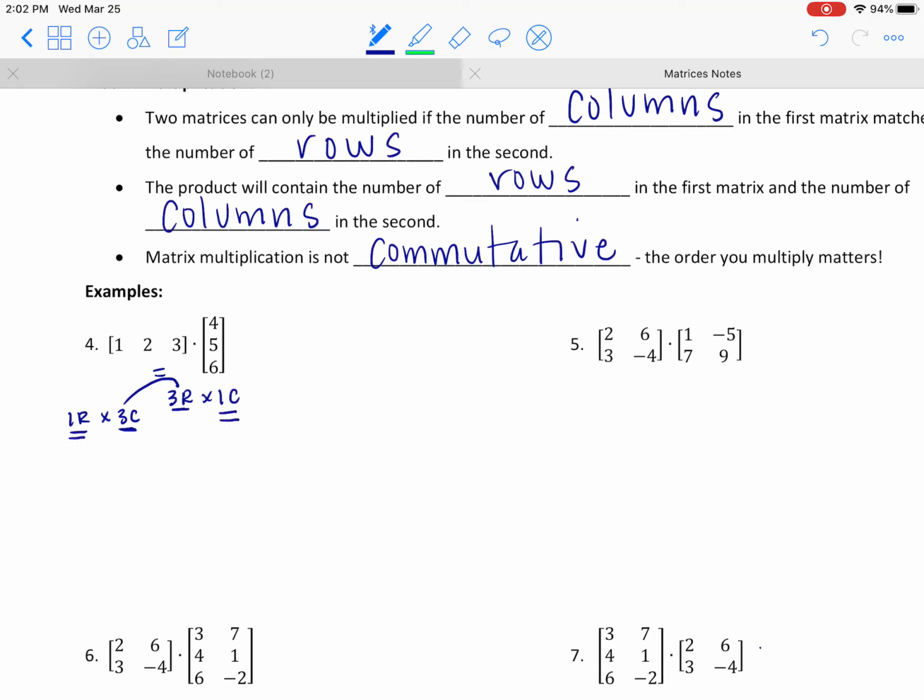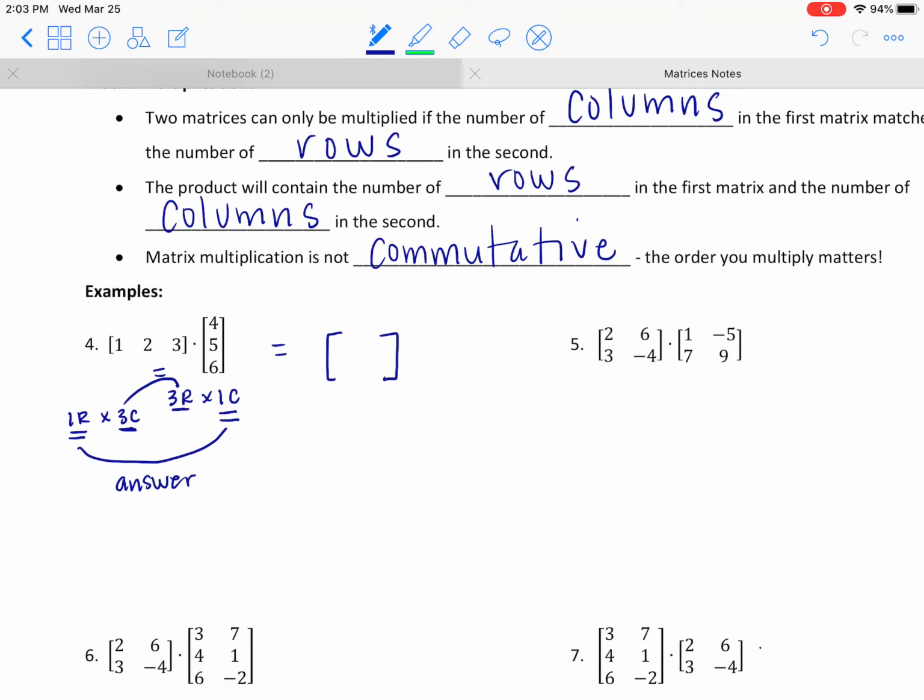The answer is going to contain the number of rows from the first and the number of columns from the second. So this is going to be the size, or the dimensions, for our product. Because there are 3 columns in the first and 3 rows in the second, those numbers match, so we can actually multiply these matrices. Our answer is going to have the number of rows from the first and columns from the second, so our answer is going to be a 1 by 1 matrix.